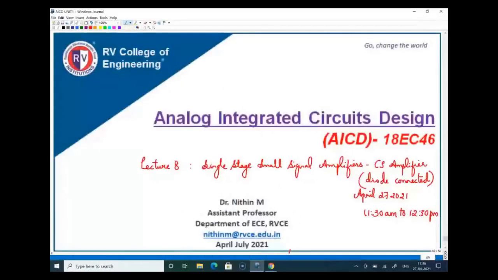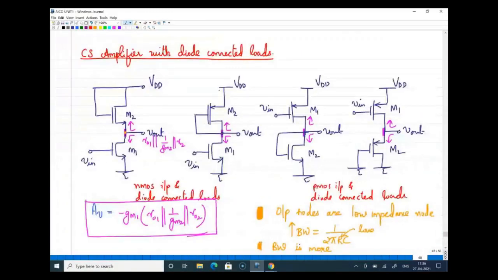Welcome to the 8th lecture of Analog Integrated Circuits Design. So far we are discussing common source amplifiers, CS amplifiers. In the past 2 to 3 classes we looked at common source with resistive load. Then we came across something called a diode connected load, and we saw different variants of diode connected.